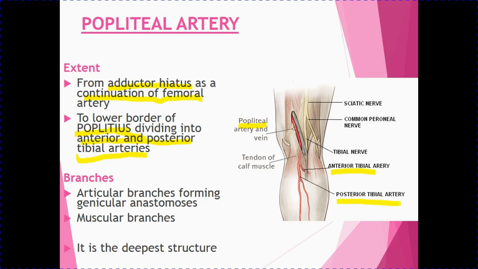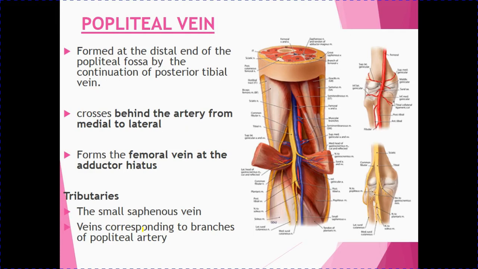It gives off branches in the popliteal fossa. It gives off articular branches which form the genicular anastomosis at the knee joint. It gives off muscular branches which supply the muscles. The popliteal artery is the deepest structure and the most medial structure present in the popliteal fossa. So you can see it is the deepest and the most medial structure present in the popliteal fossa.